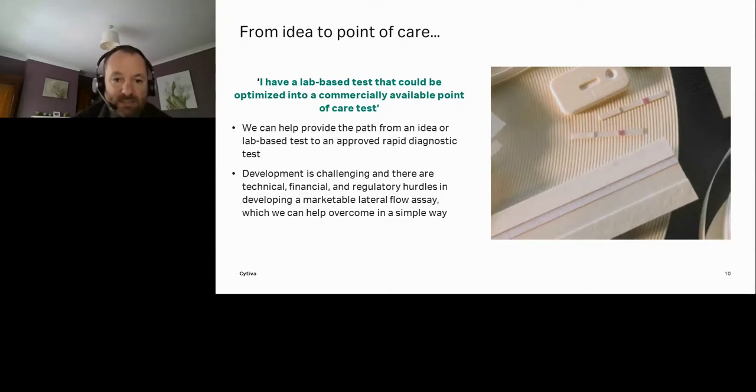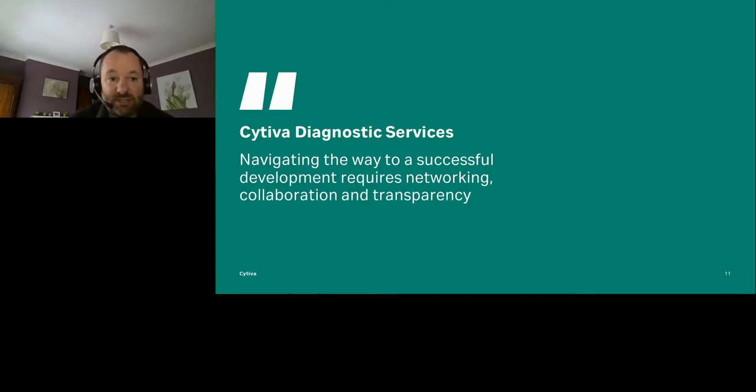And looking at development, the challenges, the frustrations, the hurdles, we can work with you to overcome that in a simple way. We can use our experience, our infrastructure, the components we have, and the scale of Cytiva to help get people through this process in a very quick and timely way. So, as I mentioned, our service is titled Cytiva Diagnostic Services. Essentially, it's a way for people to navigate the development process. It covers everything from networking, collaboration, and transparency.